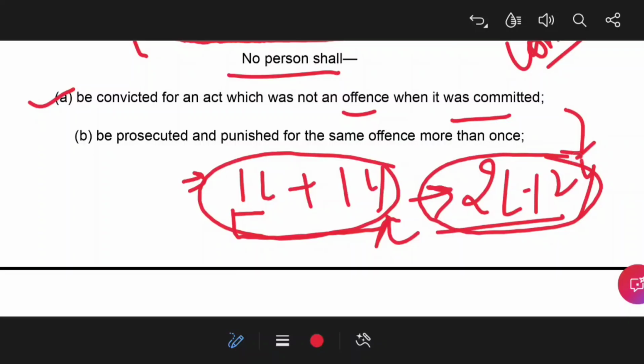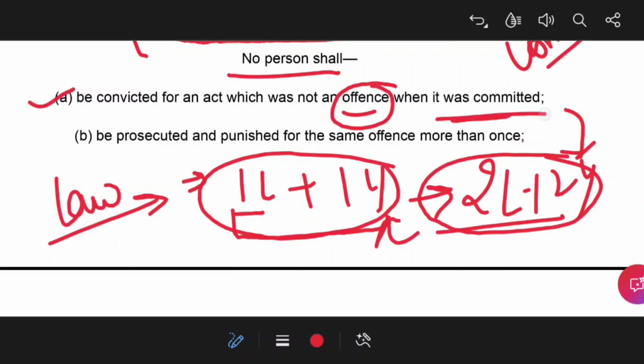That means the law that was prevailing when the offense was committed, the law that made that act a crime, only in that way can any person be convicted. You cannot convict for an act which was not an offense when it was committed, even if later it was made an offense.